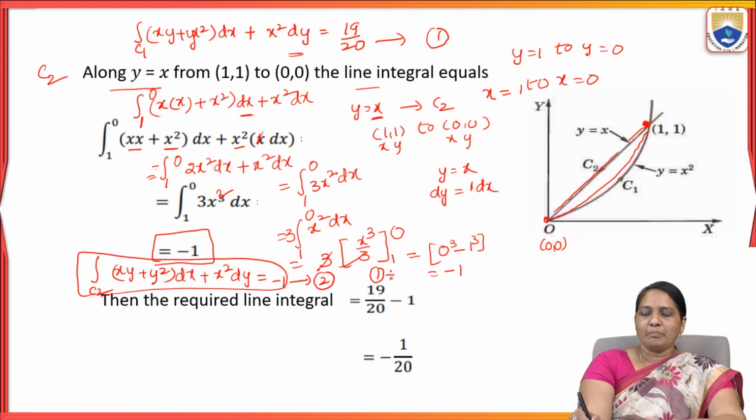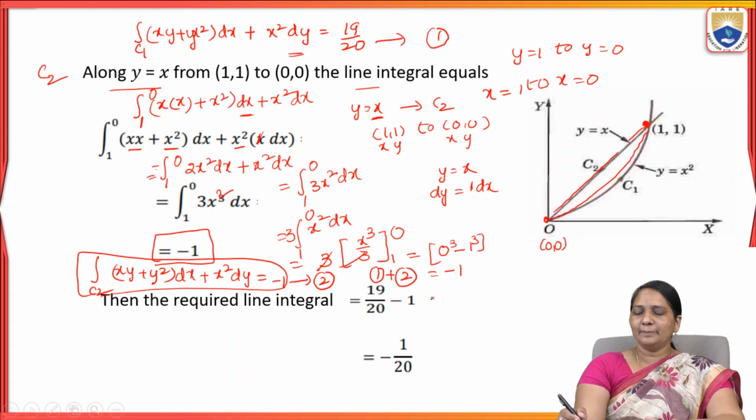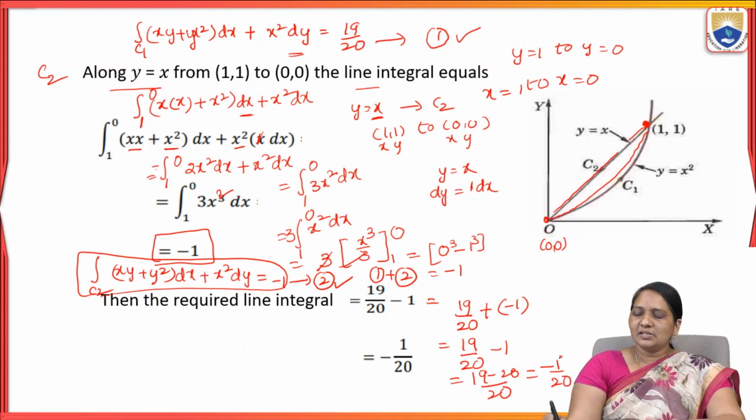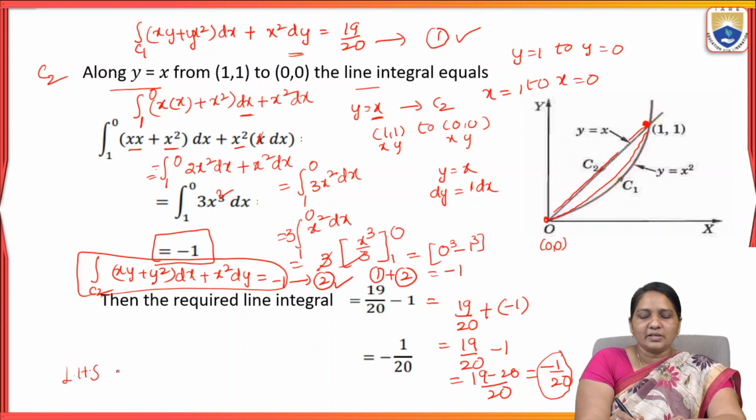So we add 1 and 2. For the curve C1 I got 19/20, plus along the curve C2 I got minus 1. So finally 19/20 minus 1, that is (19 minus 20)/20, equal to minus 1/20. So this is the total line integral. That is the LHS value: I got minus 1/20.